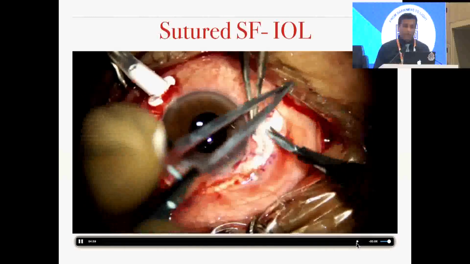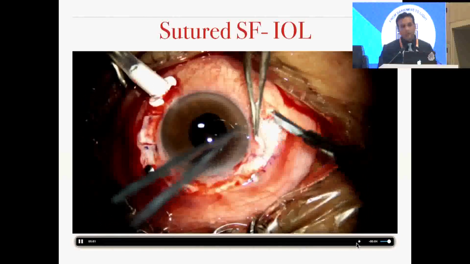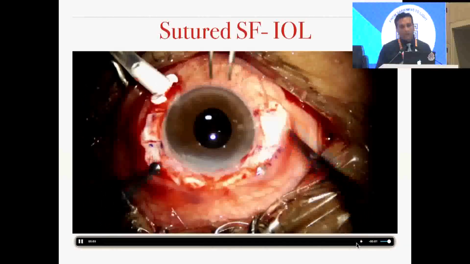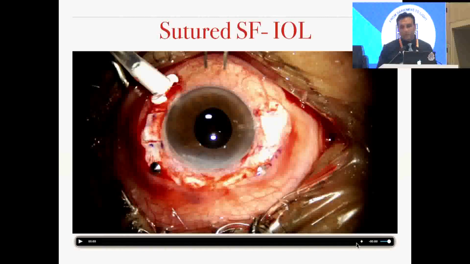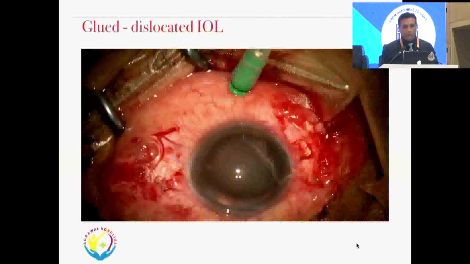You can of course do a 2-point fixation also, in which you just pass it through a straight needle and take out the suture through the entry wound. But the centration and the tilt are much better with a 4-point fixation.